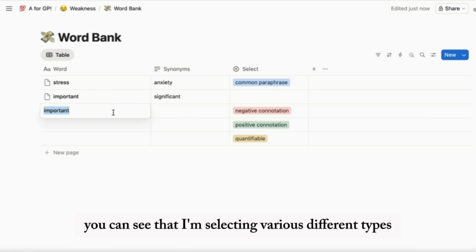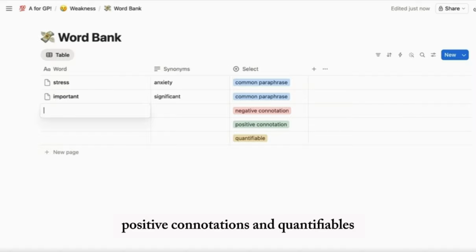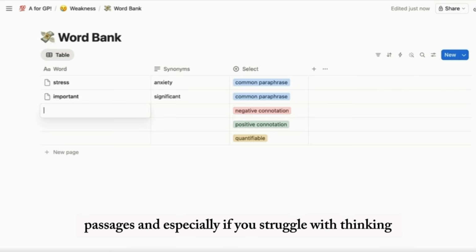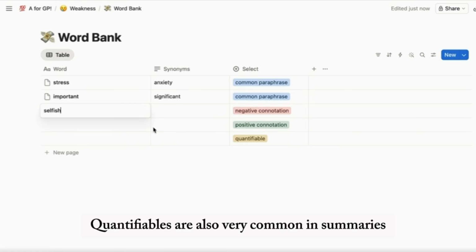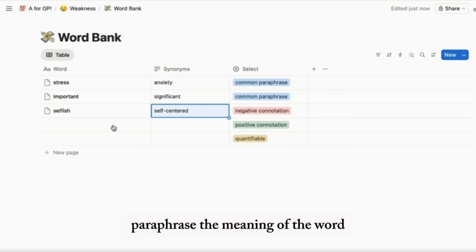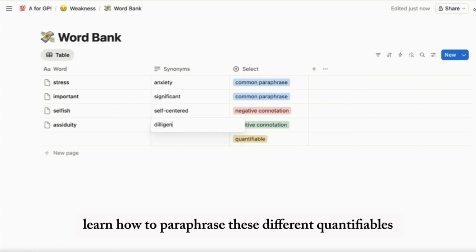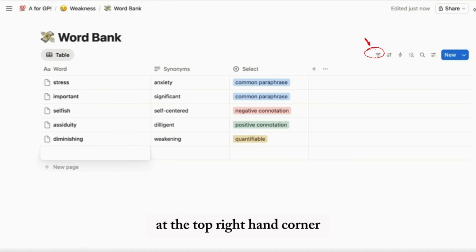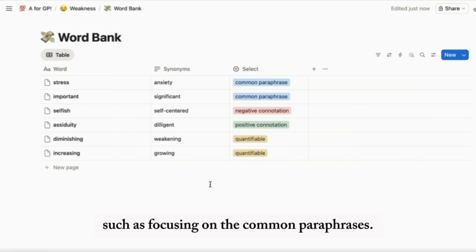On the third column, you can see that I'm selecting various different types, such as common paraphrases, negative connotations, positive connotations, and quantifiables. This will be helpful in writing down the common words that you see in comprehension passages, especially if you struggle with thinking of a synonym for the word. Quantifiables are also very common in summaries where you have to accurately paraphrase the meaning of the word. Some common examples include increasing, decreasing. Learn how to paraphrase these different quantifiables. You can also use the filter function at the top right-hand corner if you just want to focus on learning certain words, such as focusing on the common paraphrases.